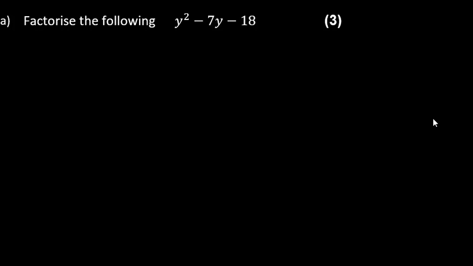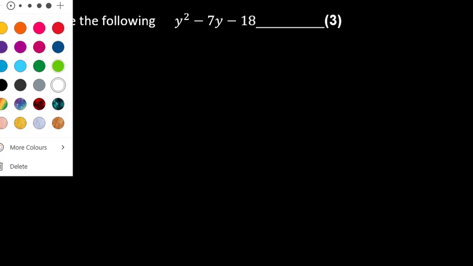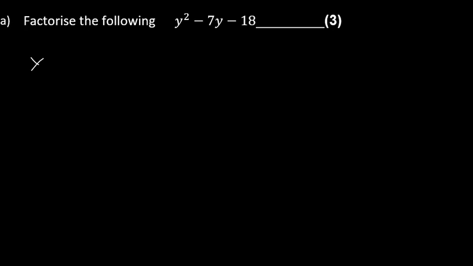Let us solve the first problem of the test. The problem is: factorize y square minus 7y minus 18. So here we will start by writing the given expression, which is y square minus 7y minus 18. Now here we are going to use the splitting the middle term method.